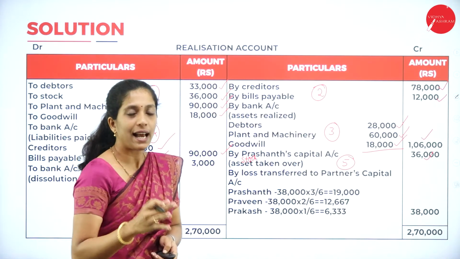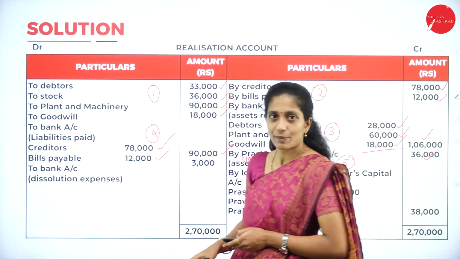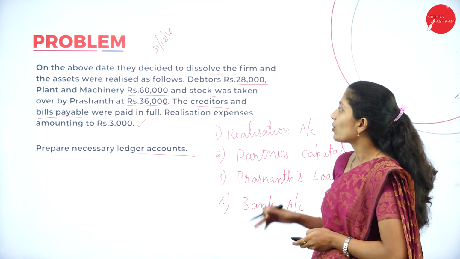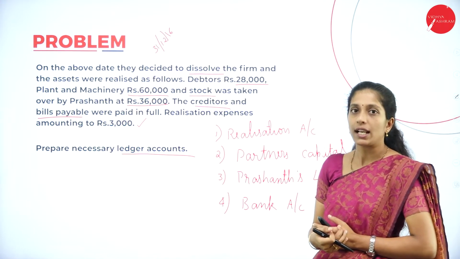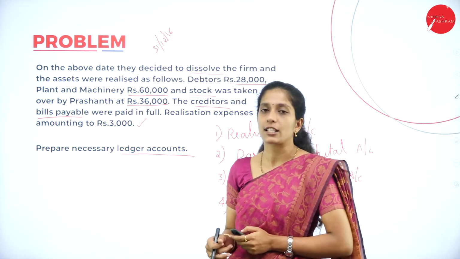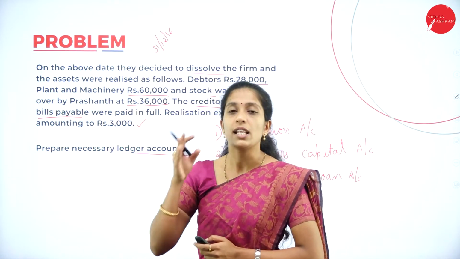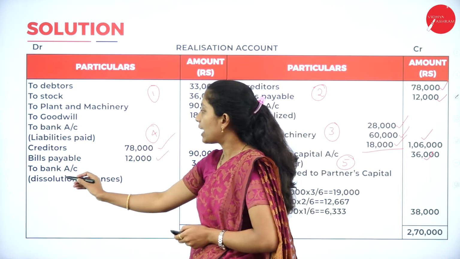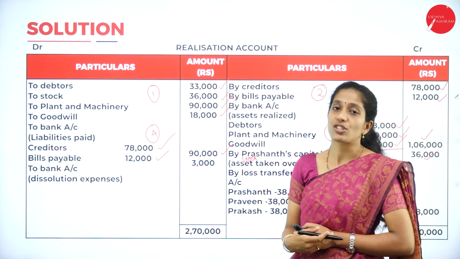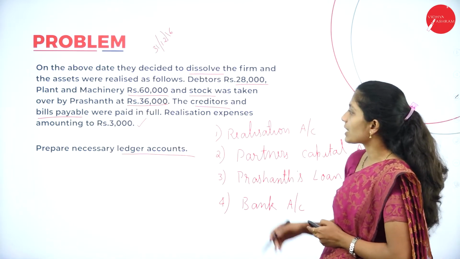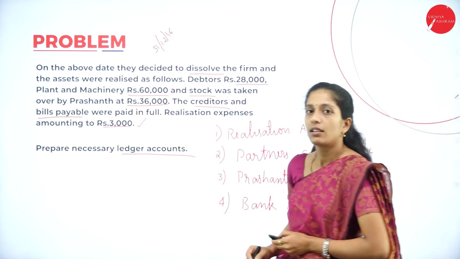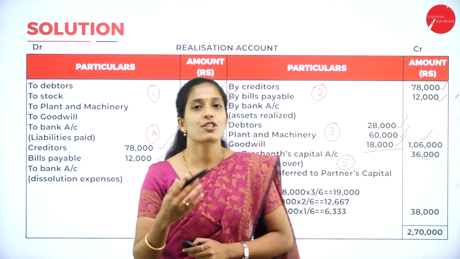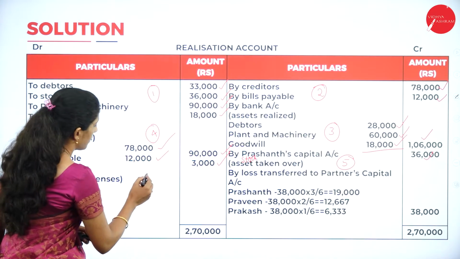Now check whether any liability is taken over. No, because the liabilities have been paid in full, right? Now what you have to do? See the adjustment, we are having realization expenses, right? Or dissolution expenses. Record that expense. So if expenses are paid, what is the entry? Realization account debit to bank account. So how do you record? To bank account, in the bracket dissolution expenses or realization expenses. So what is the amount? 3,000. So write that 3,000 here. That is for dissolution expenses. So this is your last step, that is sixth step.